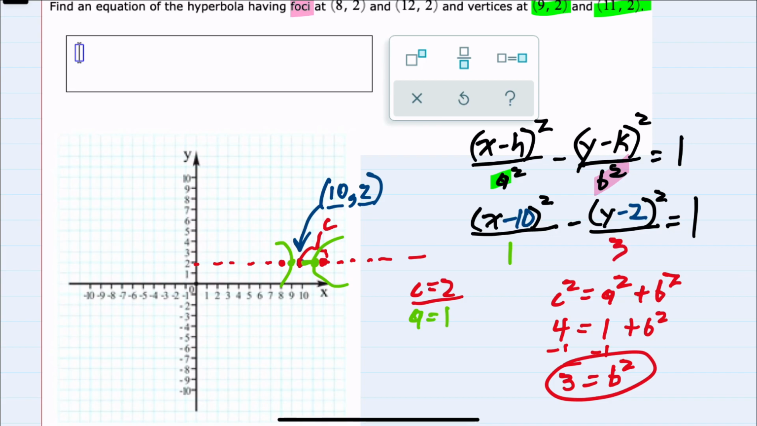I will put my 3 under here, and we now have all of the parts to write the equation in standard form.